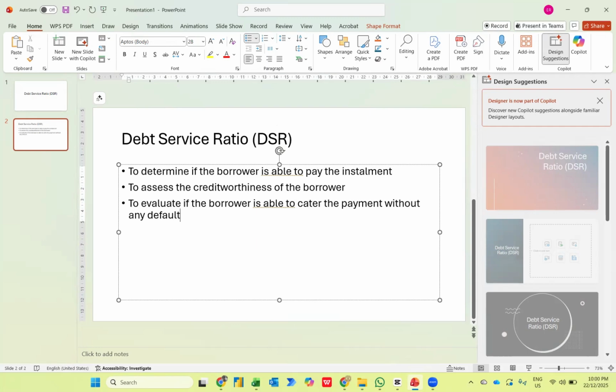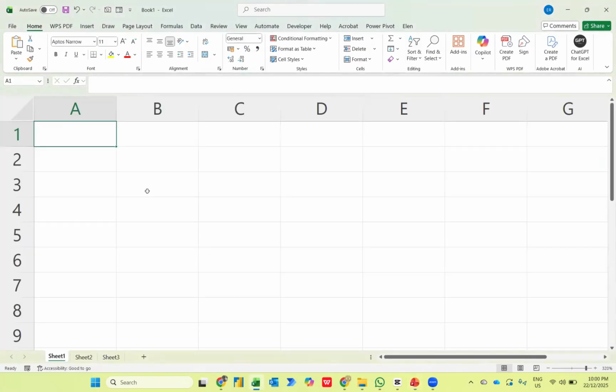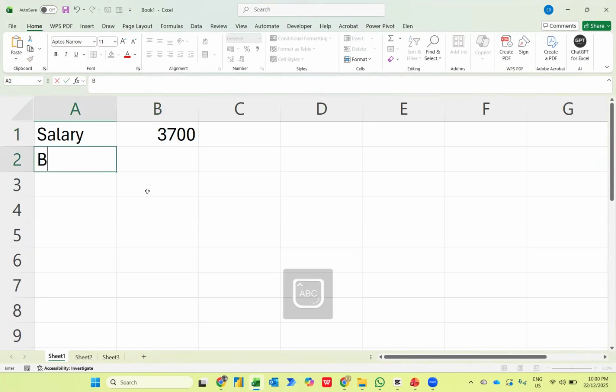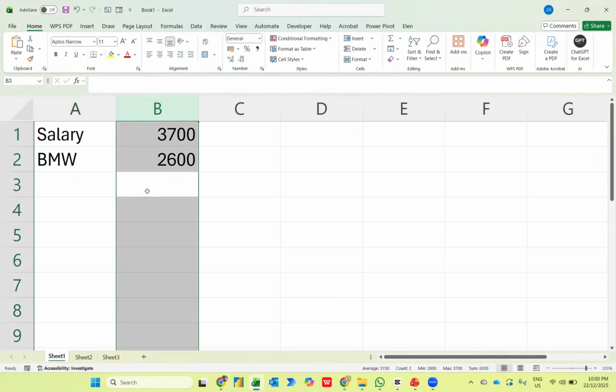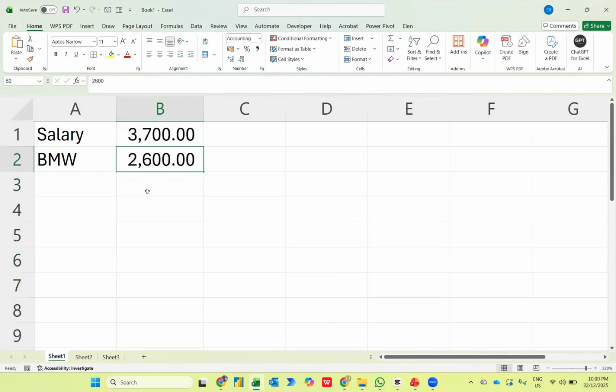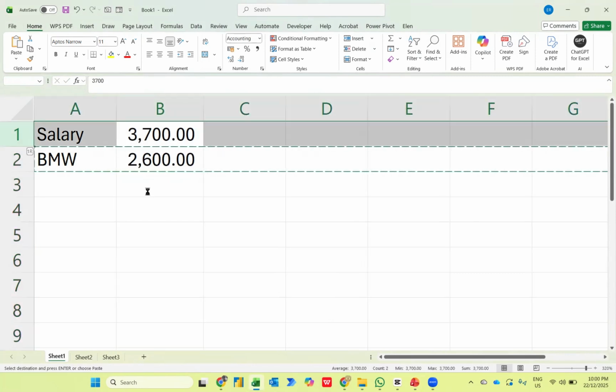So now to understand this particular definition, we need to go to an example. For example, over here you have a salary. Just say your salary is about 3,700 and then you want to buy a car. For example, you want to buy a BMW, and the monthly installment for a BMW can be up to 2,600. So in this case, this is your monthly installment and this is your salary.